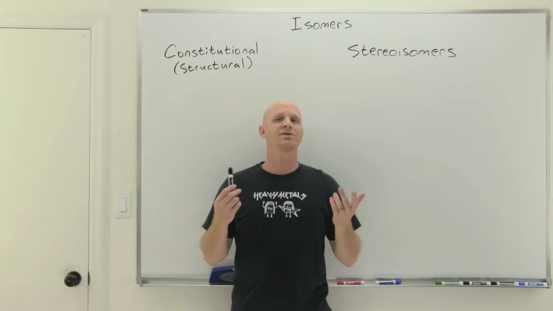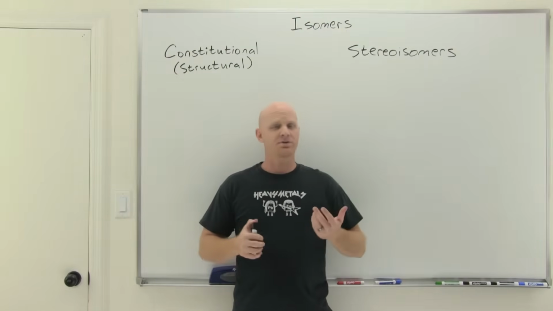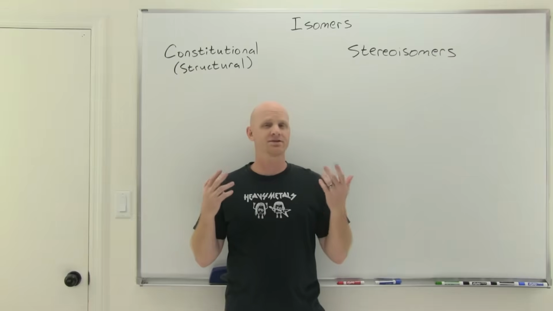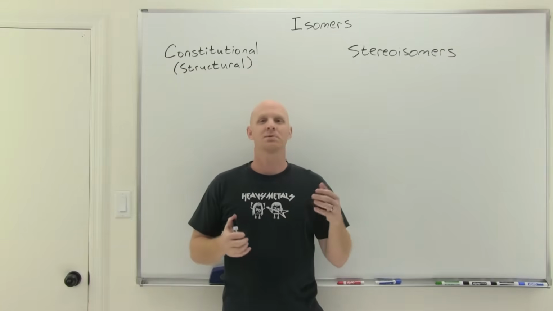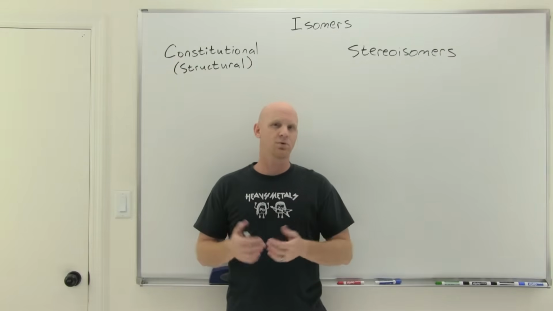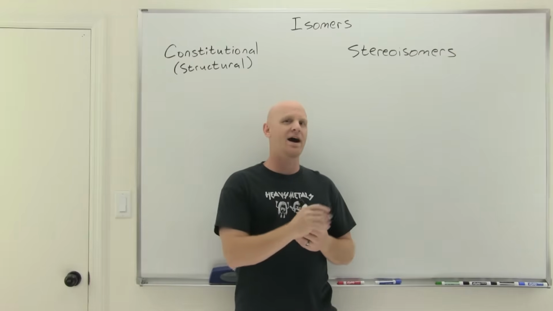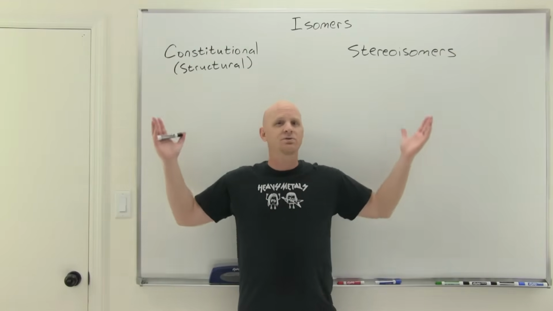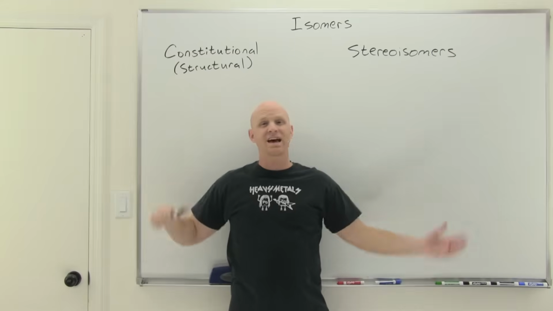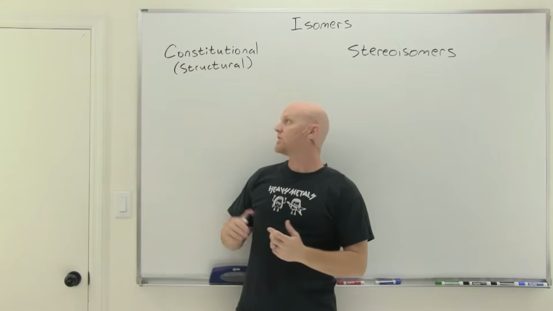All right, so we'll start here with an overview of isomers. First of all, you have to realize that for two compounds to be isomers, they can't be the same compound, but they've got to have the same chemical formula, so the same number of each type of atom. And these come in two varieties. We have constitutional isomers and stereoisomers. And you got to know the difference.